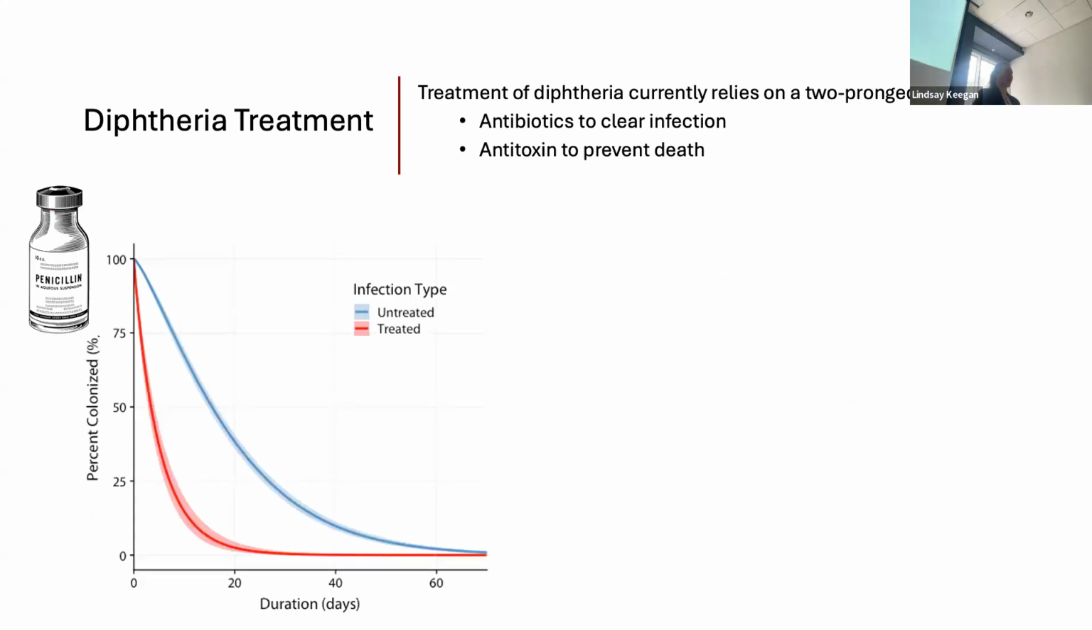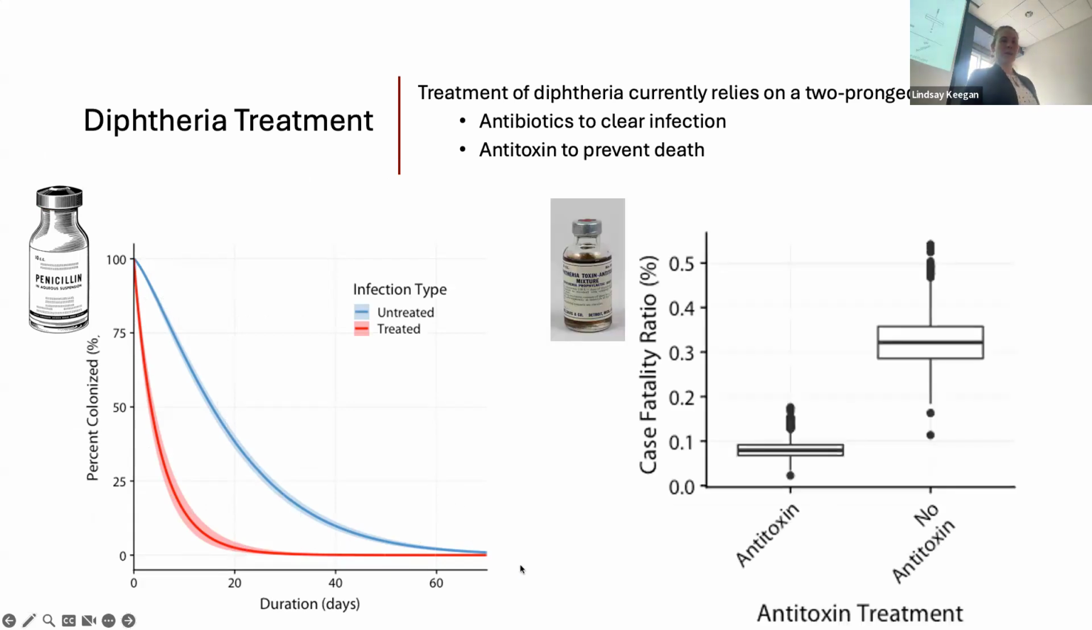So diphtheria treatment is currently relying on a 2-pronged approach. You need antibiotics to clear the infection. This is the clearance rates: red is treated, you clear it much faster than blue, which is untreated. And you also need antitoxin to prevent death. It reduces the case fatality rate from about 30% to under 10%. But it's highly important to get antitoxin rapidly. The longer the delay, basically the less effective that antitoxin becomes.